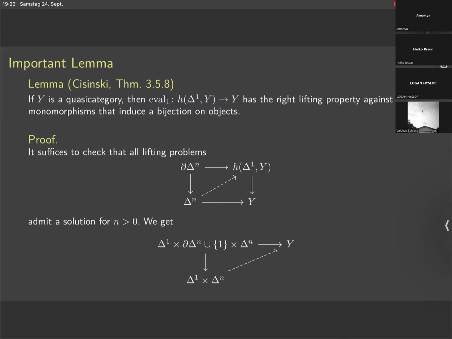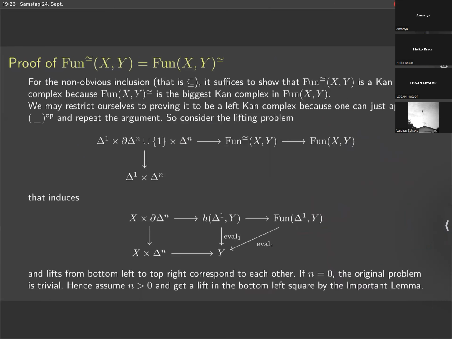So this is the proof. The obvious inclusion is the other one, and the non-obvious is this one, and it just suffices to show that this functor category is a Kan complex. This is because the biggest Kan complex is, of course, the biggest one, and so it will factor through it if we can show that the object-wise natural isomorphisms are a Kan complex. Actually it suffices to prove that it's a left Kan complex, because we can just apply a dualization and repeat the argument.